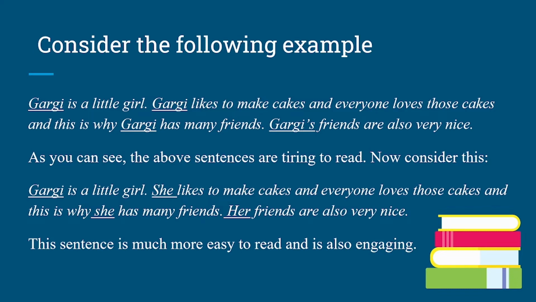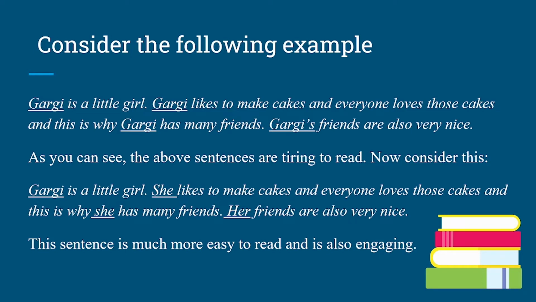Gargi is a little girl. Gargi likes to make cakes and everyone loves those cakes. And this is why Gargi has many friends. Gargi's friends are also very nice. I'm sure we all felt the awkwardness of the above few sentences.